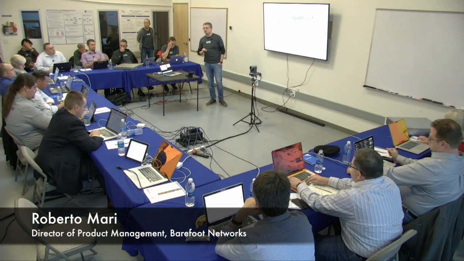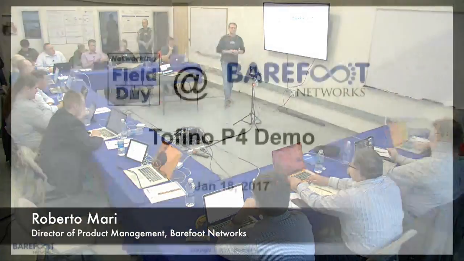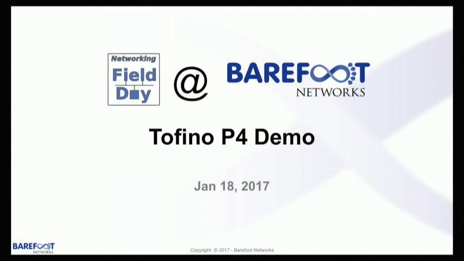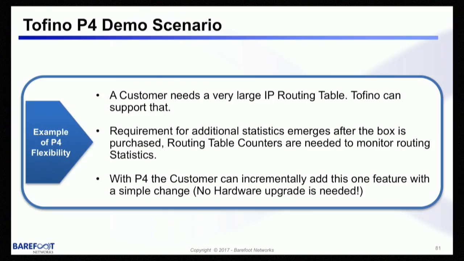So for the next demo, I'm going to show you a very simple example where P4 is in action. The example is based on a very common scenario. You have a customer that requires a very large IP table. He wants to keep the full routing table, but he wants to maximize that. Tofino can support more than 1 million routes, so it's 1.3 million. Basically, that's not a problem.